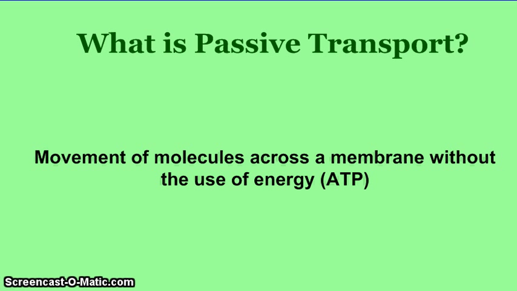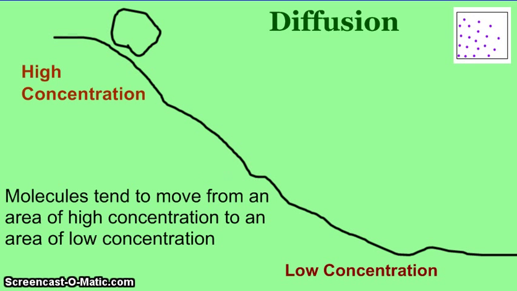So passive transport is the movement of molecules across a membrane without the use of energy. And the energy of cells is ATP, so it's without the use of ATP. This is particularly important to understand because it helps us understand how cells get molecules in and out of themselves. So diffusion is one example of passive transport.